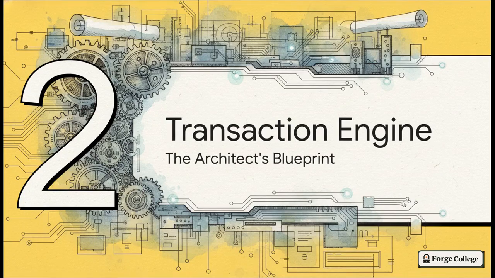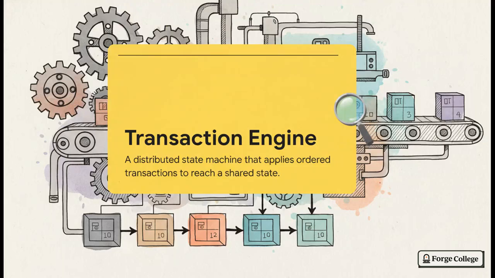Section 2. Replicated Transaction Engine, the Architect's Blueprint. So, to reduce this cognitive overload and bring some absolute order to the chaos of integration, we need a single, portable mental model to guide our designs. So, what exactly is our core blueprint? Well, it's a replicated transaction engine. That's a distributed state machine that applies ordered transactions to reach a shared state.